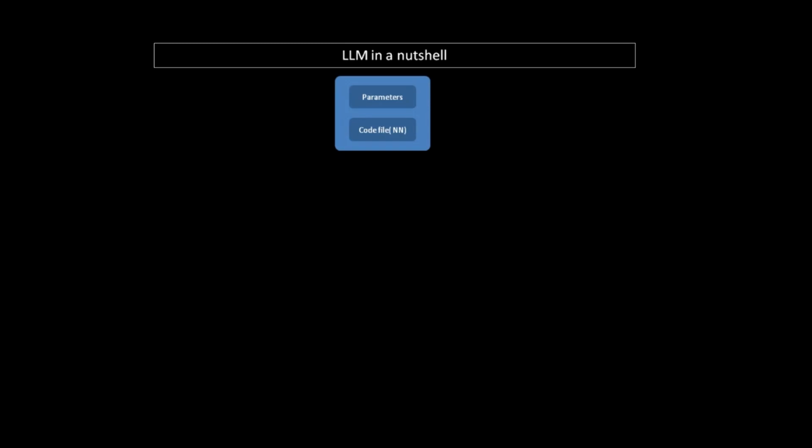So let us see how these large language models are built. The building process of a large language model consists of three fundamental processes. One is pre-training, the next is supervised fine-tuning, and the third process is RLHF, that is, reinforcement learning from human feedback. So let's take a look at these three processes in detail.